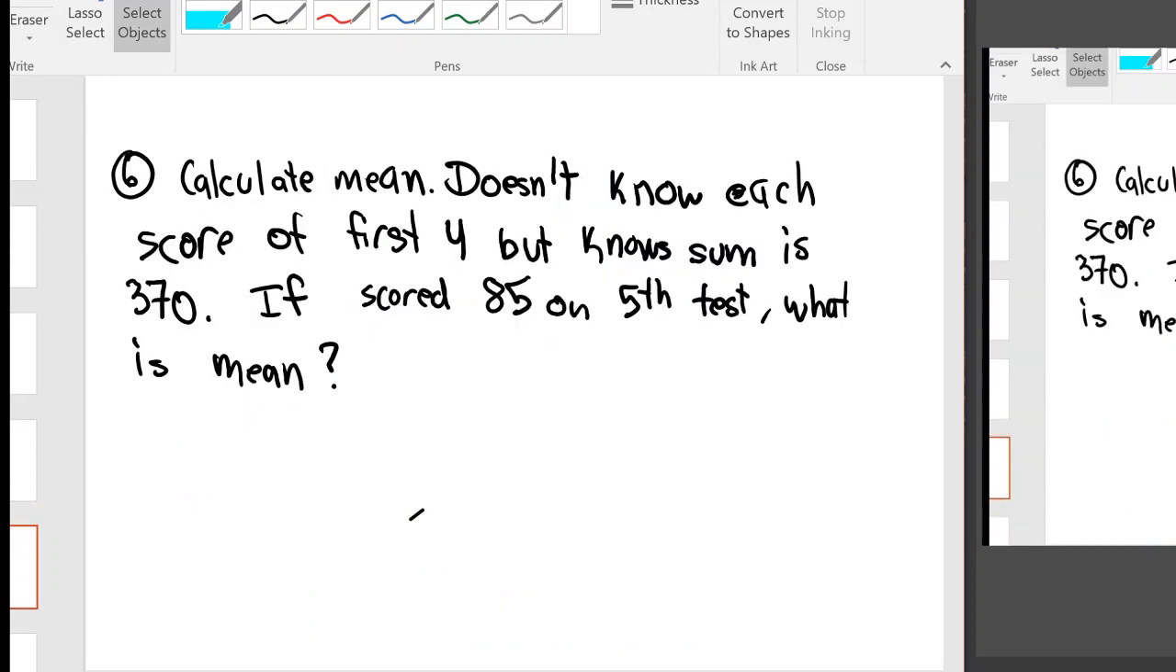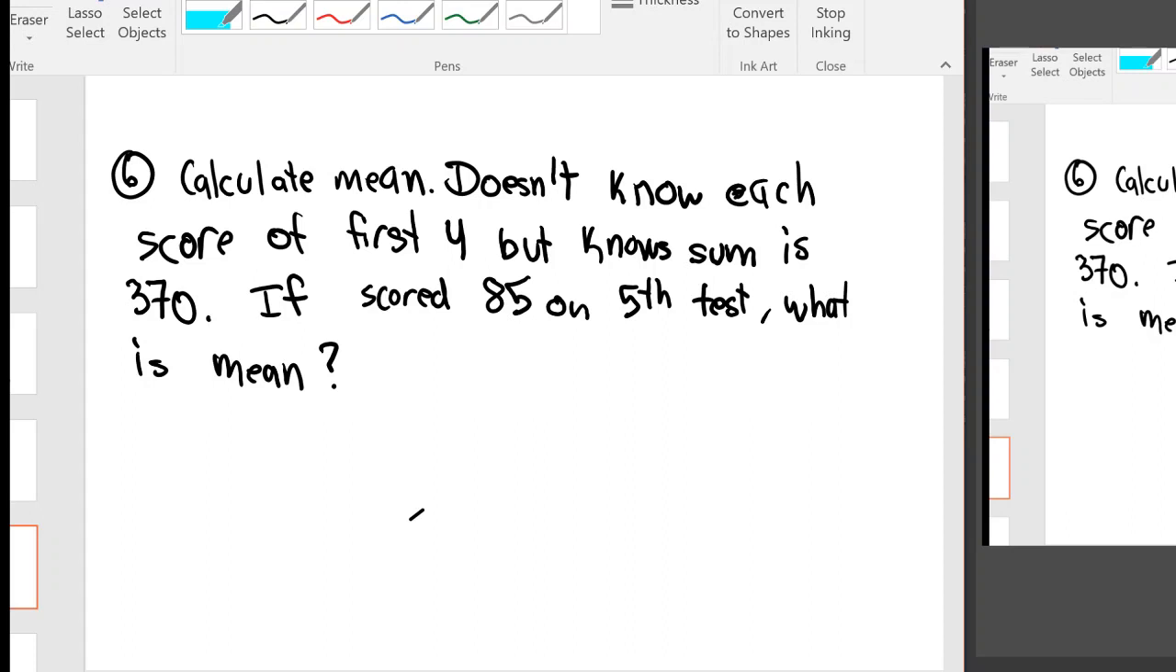Number 6. Number 6 is actually pretty easy, right? We had a few problems that were a little more difficult back to back. Now we get to a little bit of an easier problem. It says Josh was trying to calculate the mean of his test scores. He did not know what he had scored on each of the first 4 tests, but he knew the sum of his scores was 370. If Josh scored 85 on the 5th test, what's the mean of all 5 test scores?